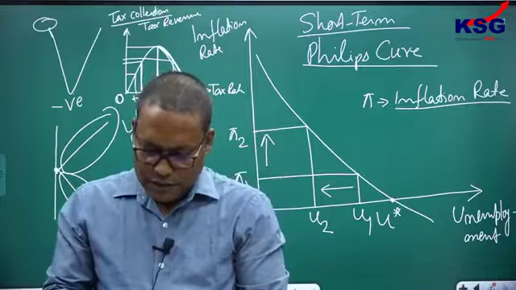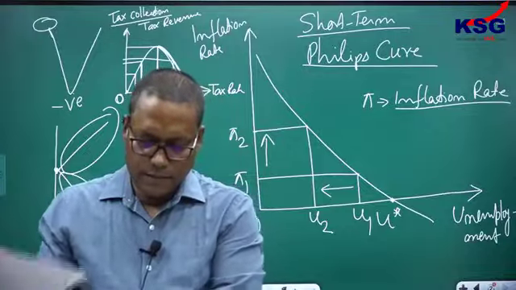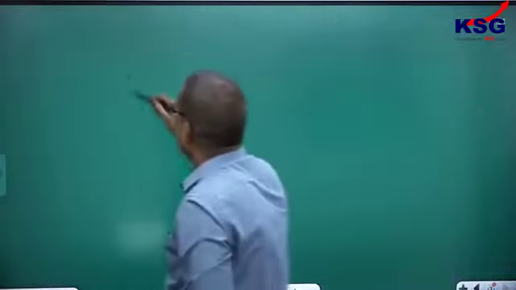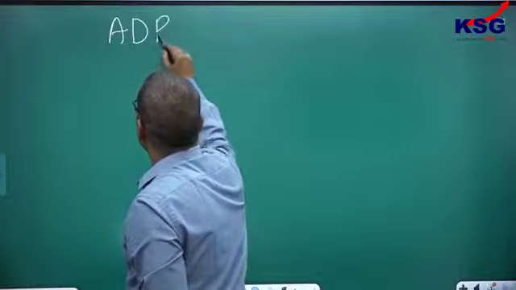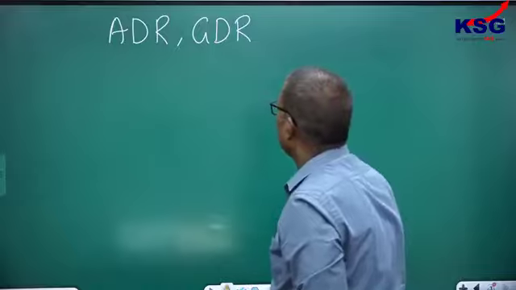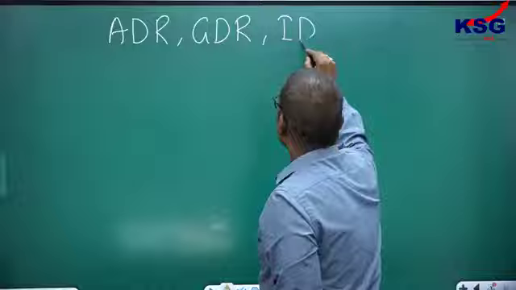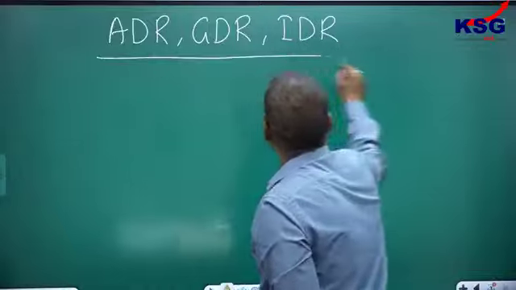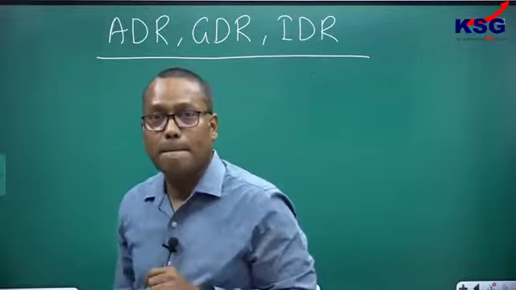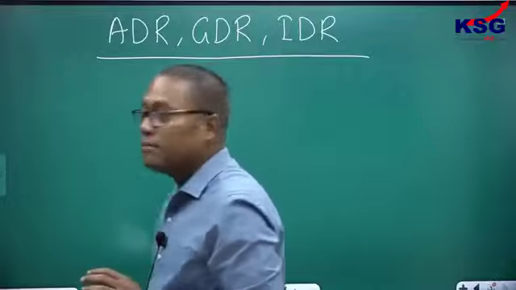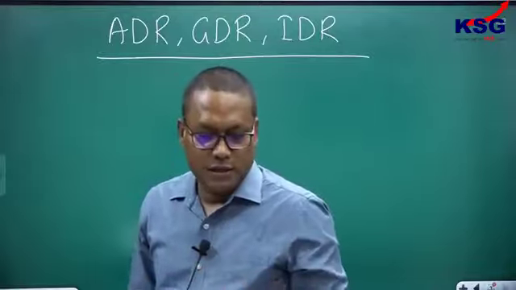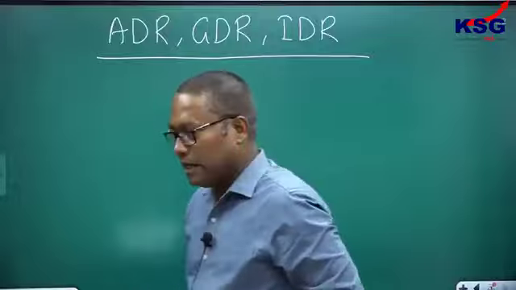Now, one more thing in this market, let's discuss. One is the ADR, GDR, and IDR. So ADR, GDR, and IDR, what is ADR? American Depository Receipts, ADR means, and GDR means Global Depository Receipts, and IDR means Indian Depository Receipts. So please get the concept behind this.